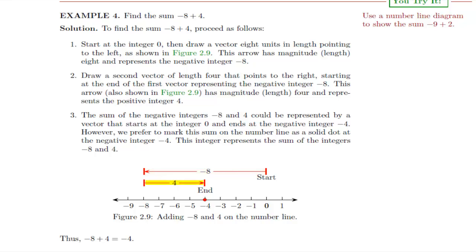Draw a second vector of length 4 that points to the right, starting at the end of the first vector representing the negative integer -8. This arrow, also shown in figure 2.9, has magnitude, or length, 4 and represents the positive integer 4. The sum of the integers could be represented by a vector that starts at the integer 0 and ends at the negative integer -4. However, we prefer to mark this sum on the number line as a solid dot at the negative integer -4. This integer represents the sum of the integers -8 and 4.